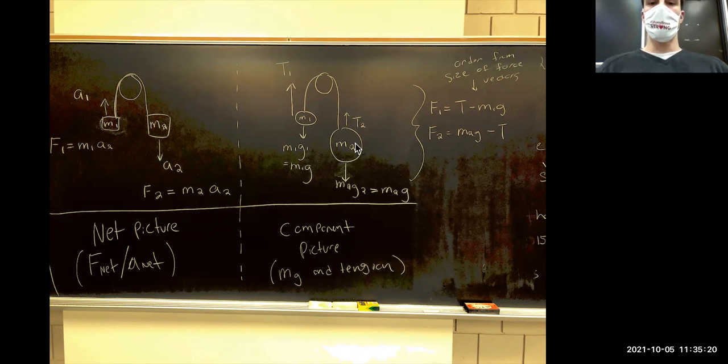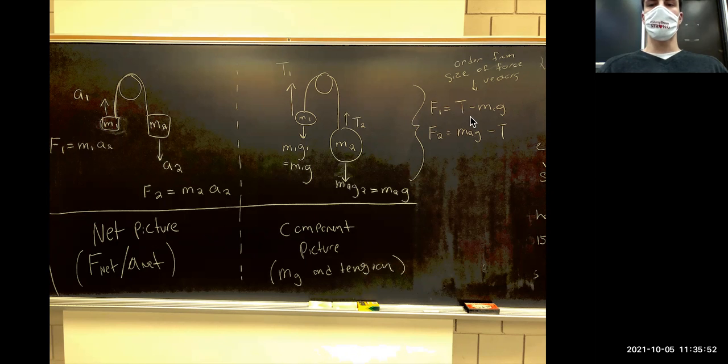Because the net acceleration is downwards, I know that the tension of the string pulling up on mass 2 must necessarily be a smaller vector than this one, because what I see is that mass 2 is going downwards. So the force due to gravity is bigger than the tension force. The opposite is true in this case, because this one's going up, so the tension on the first mass must be bigger than the gravity force on the first mass.